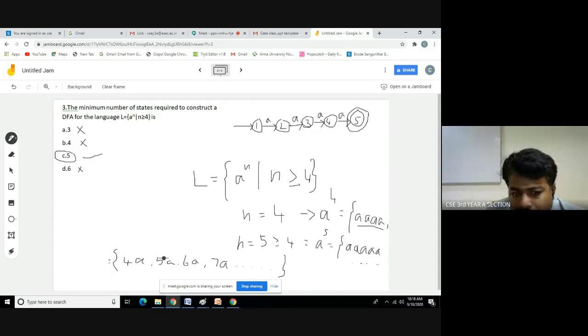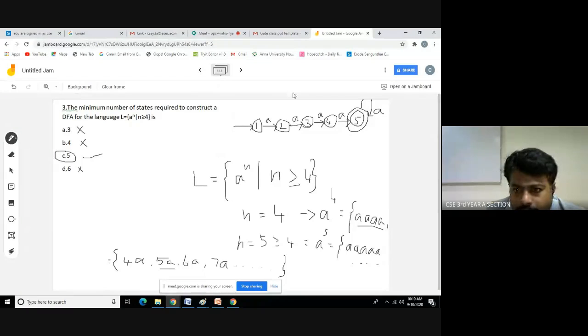The length of the first string is 4. Now you people may not understand about the length. Once I want to accept this 4a, I need 5 states. In case I want to accept 5a, you can put a self loop over here. So this is the finite automata for the given language.